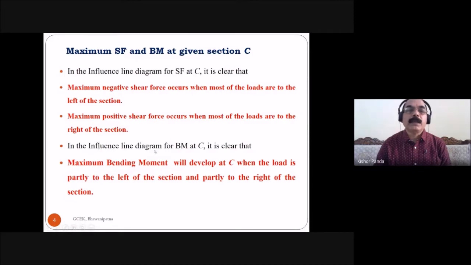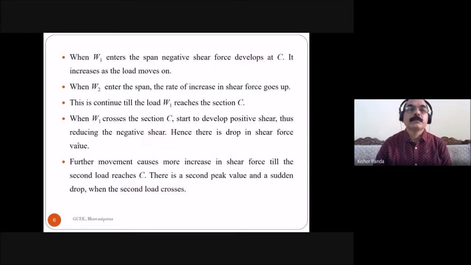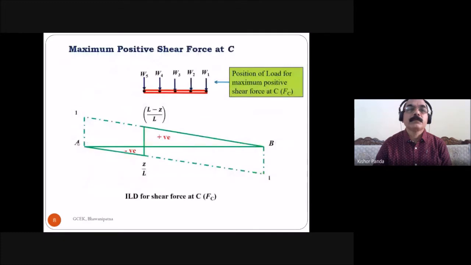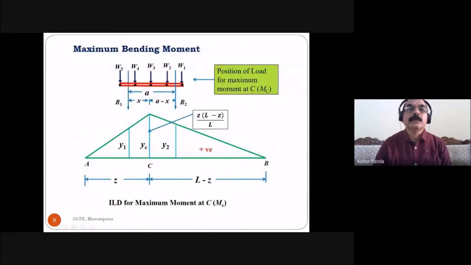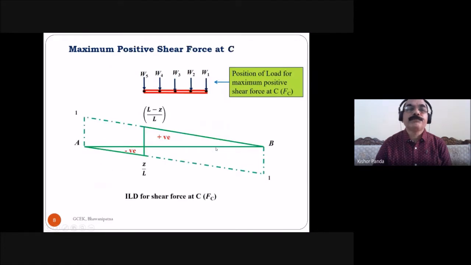Then in the influence line diagram for bending moment at C, it is clear that the maximum bending moment will develop at C when the load is partly to the left of the section and partly to the right of the section. This is the train of concentrated loads, and here some part is toward the right side of the section and some part is toward the left side. In this situation we will get the maximum bending moment.